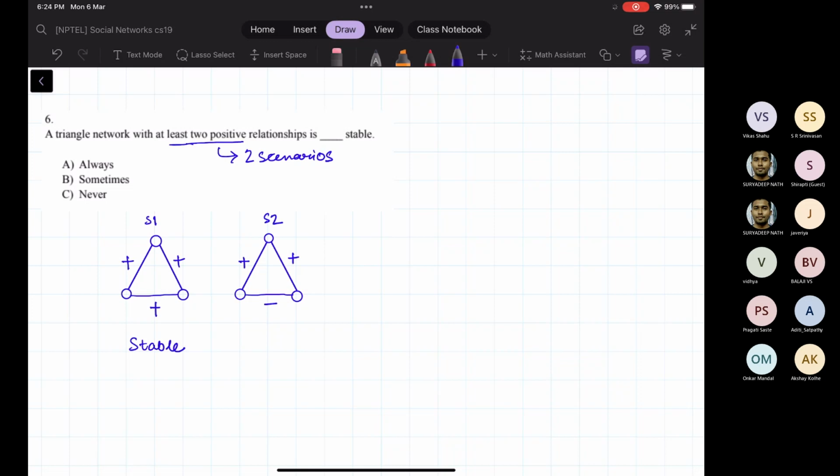If you look at the second scenario, there are two positive and one minus. So this is an unstable network. Why? Let's say this is person A, B, and C. Let us name them. So A is friends with B and A is friends with C, but B and C are not friends with each other. So there will be immense pressure on A to choose a side.